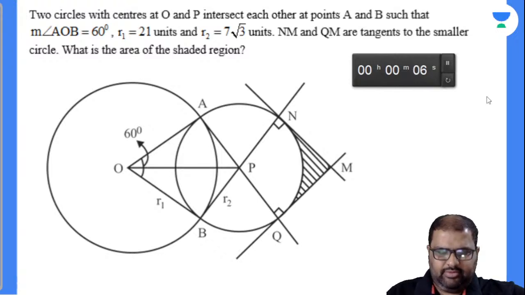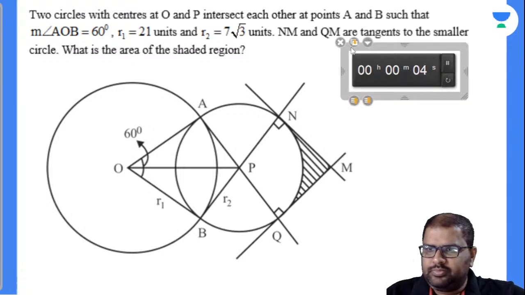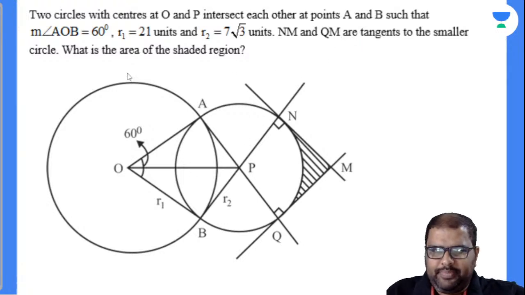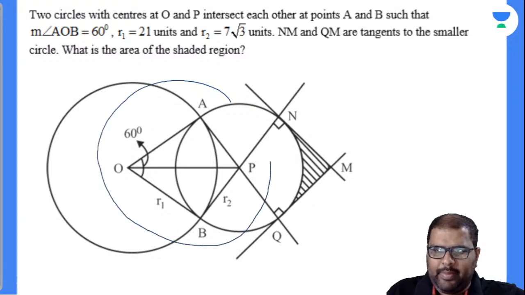Five, six, five. No. So you closely observe there. I'm rounding off this. AOBP is a quadrilateral. Am I right or wrong? AOBP is a quadrilateral. And again, what are the angles there?